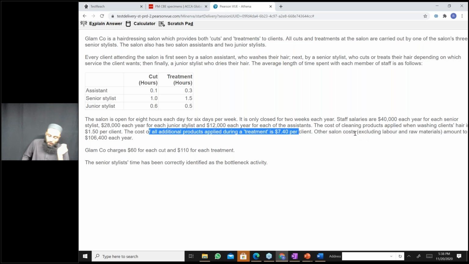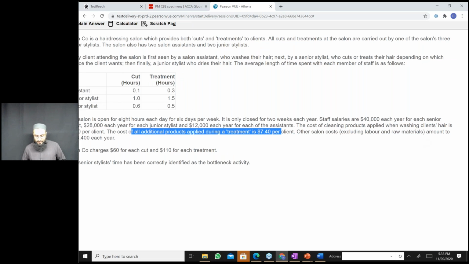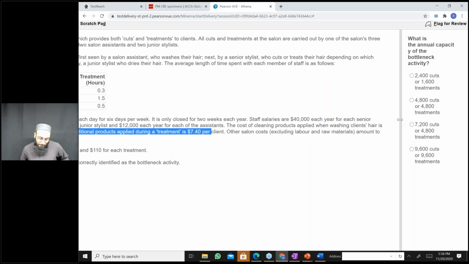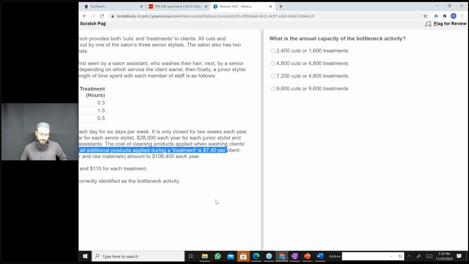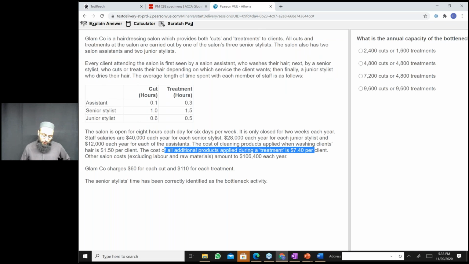Other salon costs, excluding labor and raw materials, amount to 104 each year. So what is that cost? Obviously, this is basically your operating expenses. Okay, this is your operating expenses. So it's written here, these are 106,400 each year. Glam charges 60 for each cut and 110 for each treatment.